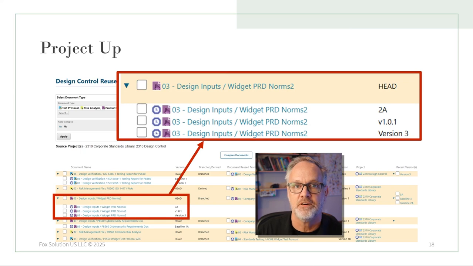So now we have 3 of these design input documents that have been shared down to the project at different times. So they are tagged to different historical versions of that document in the normative library. So now we understand clearly exactly what the content was at the time it was shared and whether it needs to be updated or not. And what this allows the project manager to do is pull down updates to that standard at a cadence that makes sense to the project.